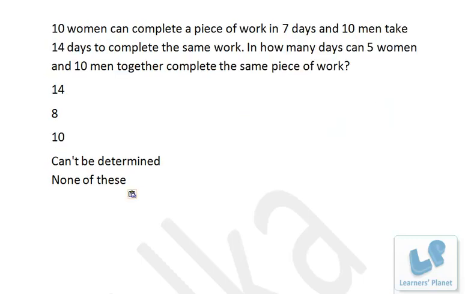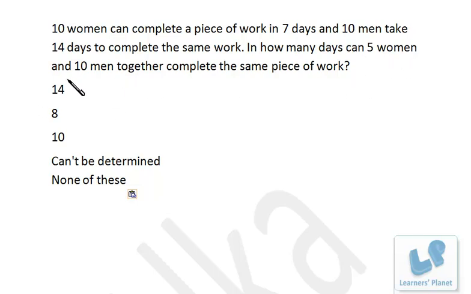Now further, a problem on time and work. Be very fast. Now consider these to be very fast forward sessions, right? Now 10 women can complete a piece of work in 7 days and 10 men take 14 days. Women are taking 7 days, men are taking 14 days. That means efficiency of a man is half that of a woman, right? That means 10 men are equivalent to 5 women. Getting my point?